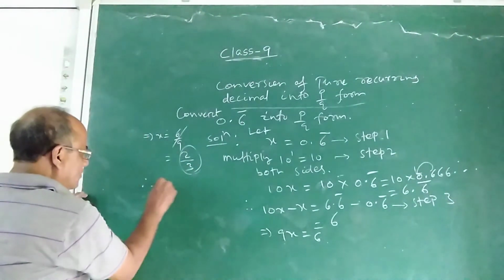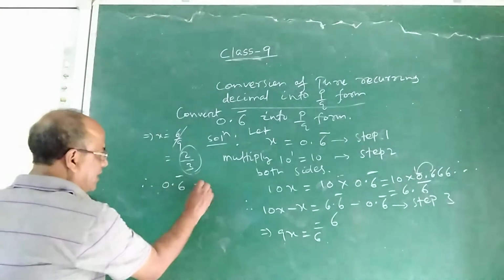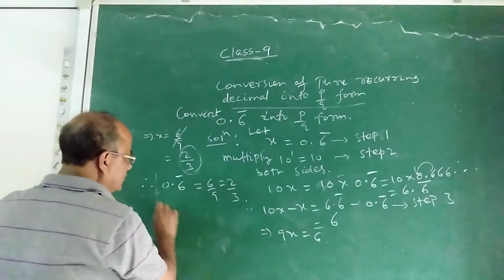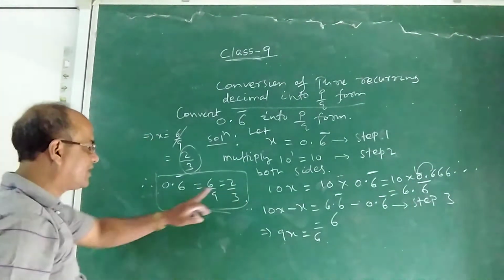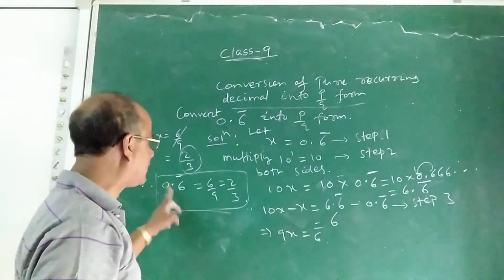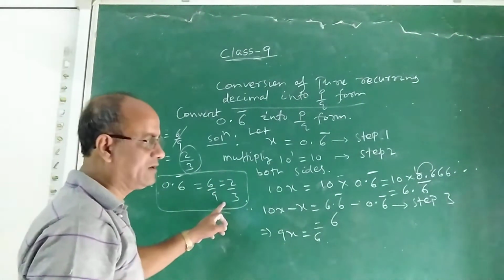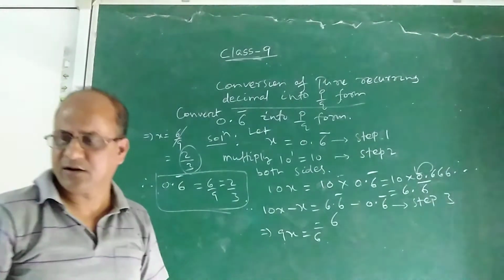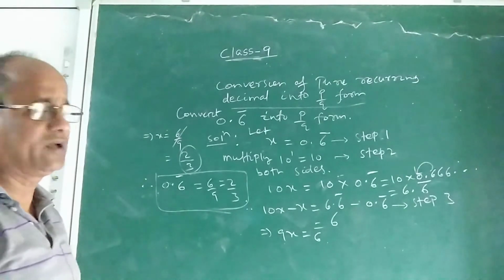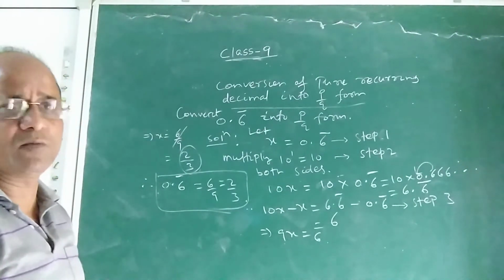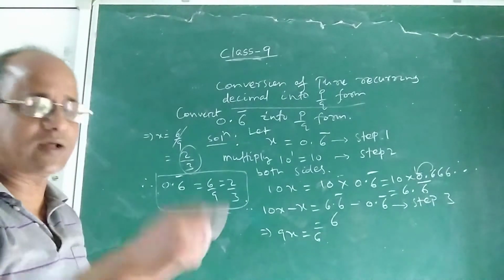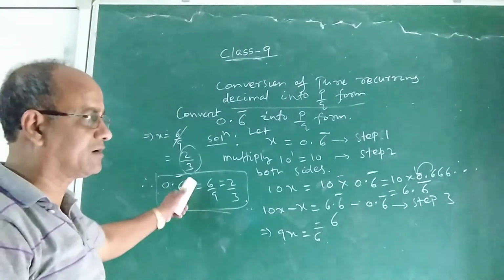Therefore, what is the conclusion? The conclusion is 0.6 bar equals 6 by 9, which is equal to 2 by 3. So this is the required answer. That means the rational number form of this pure recurring decimal will be 2 by 3. In a similar manner, you can convert any pure recurring decimal into p by q form or rational form. I hope you understood, children. Still, I am going to give you one more example so that you will understand the concept better.